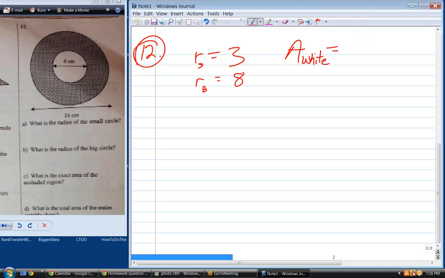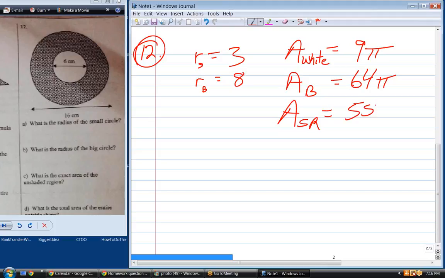Hold on. What's the area of the unshaded? That would be 9 pi. Right. Same as before. What is the total area of the entire outside? The big circle, 64 pi. And therefore the area of the shaded region is... Let me see. 55 pi. Don't forget the pi.